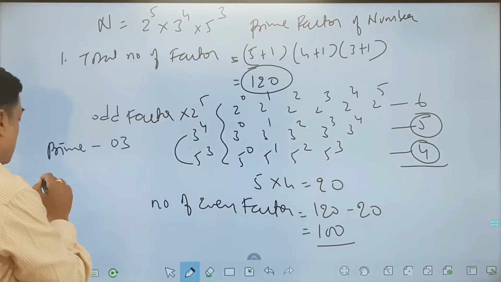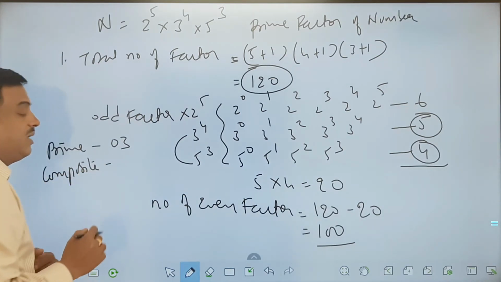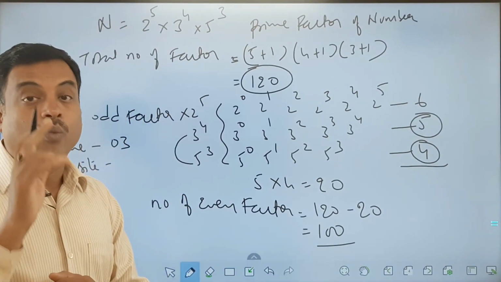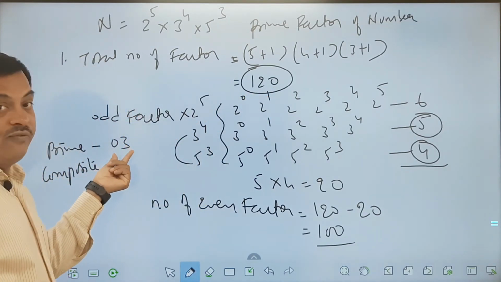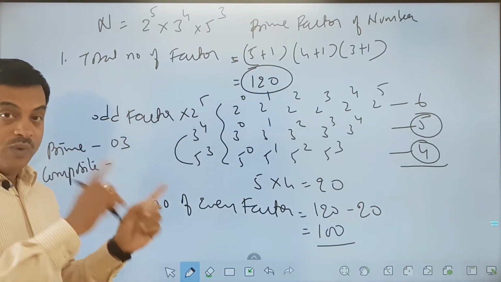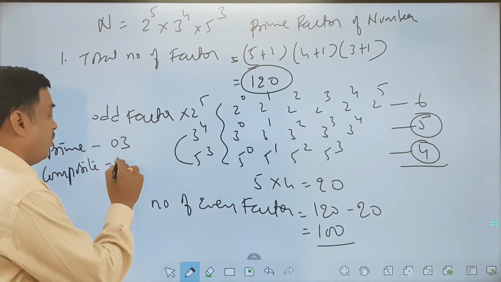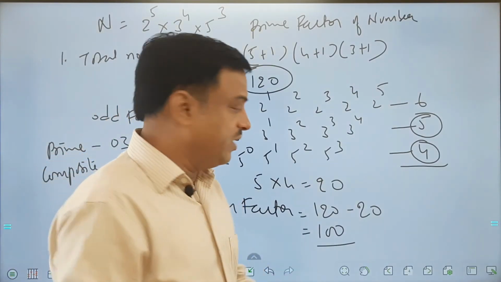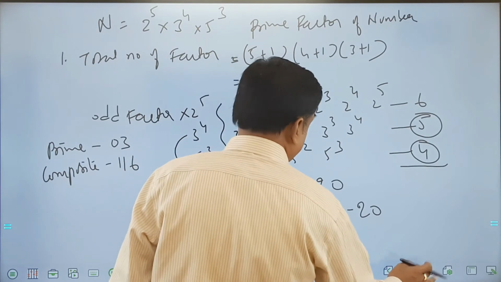Now if I talk about composite, people generally say that anything other than prime is called composite, but we should also remove 1 from the list. So out of 120, I should remove the 3 prime factors and 1. So in total 4 factors I should remove. So out of 120, if I remove 4, 116 will be the number of composite factors. So the number of composite factors we also got here.